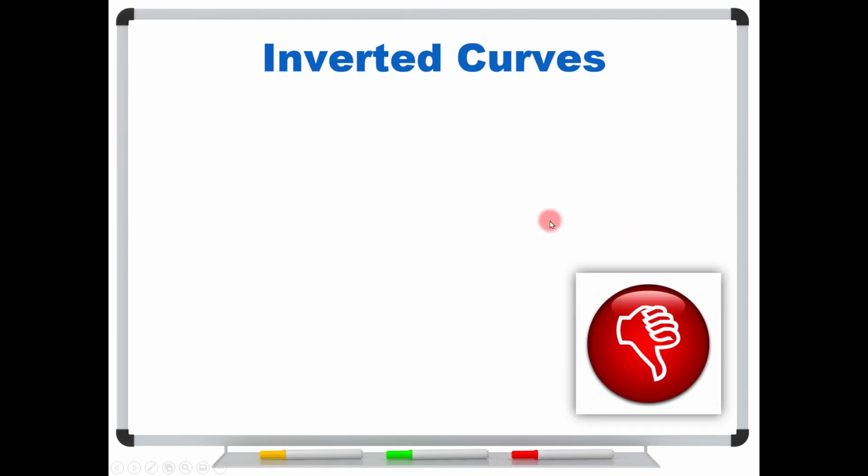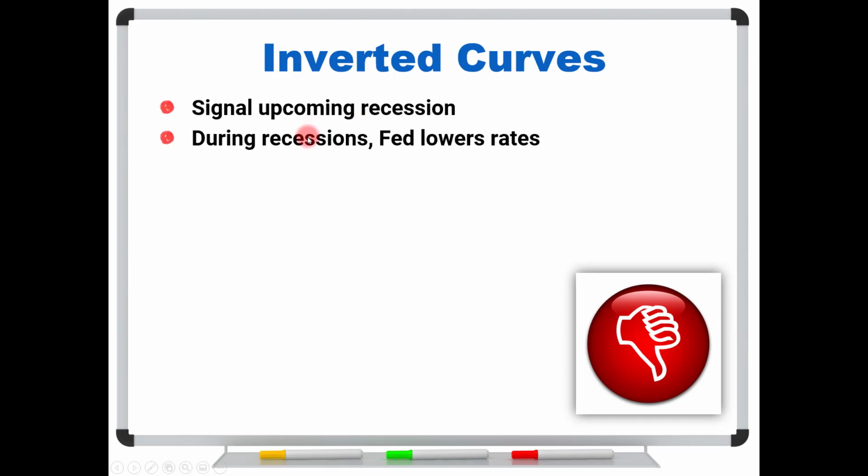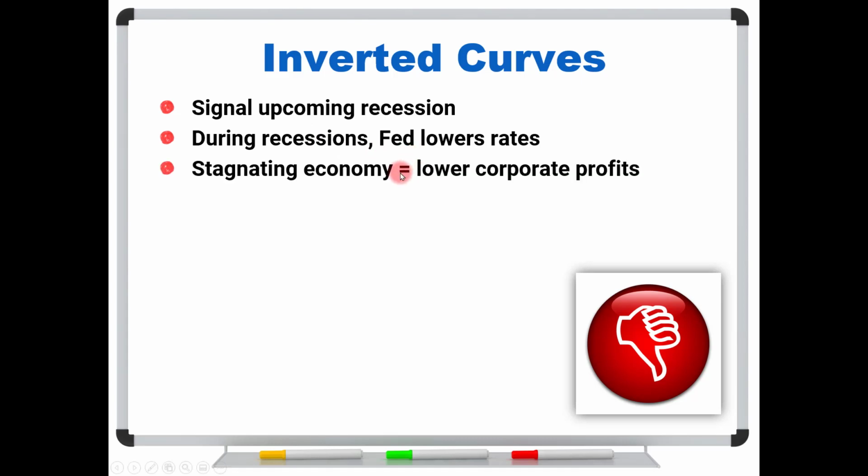So when you get a flattened or an inverted yield curve, it's a signal of an upcoming recession. During recessions, the Fed typically lowers rates. And that's a sign of a stagnating economy and lower corporate profits. And that's why the stock market doesn't like to see inverted yield curves. So we're just working the process backwards. We're saying the smart money is starting to sense that the Fed might be stepping in and having to lower rates, and therefore we must be heading into a recession.